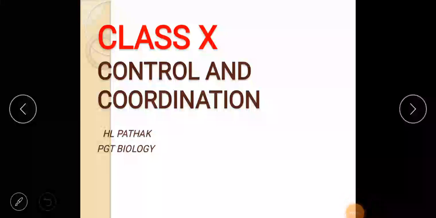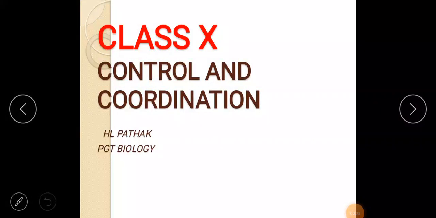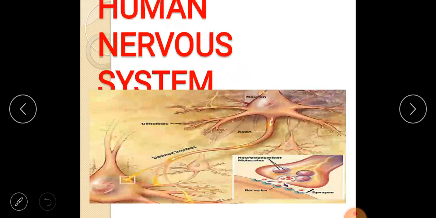Dear students, today I am with a new lesson, that is control and coordination. In this topic, we are going to study the human nervous system, the endocrine system, phytohormones, as well as plant growth movements. So in this PPT, I'll be discussing only the human nervous system.